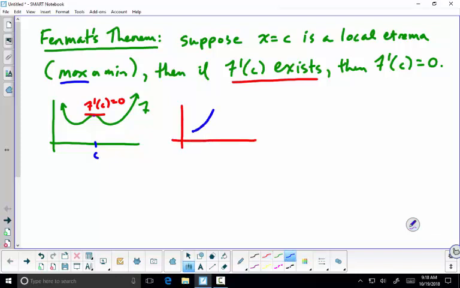Let's just show where Fermat's theorem breaks down. Let's suppose this is our function, f. Then notice at x equals c, the derivative doesn't exist, so the derivative doesn't equal 0. And that should sort of make sense. You can't draw a tangent line slope here, or there is one. It's a vertical tangent line, but the derivative does not exist. Therefore, it can't be 0.